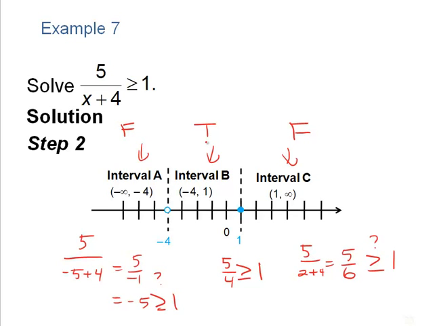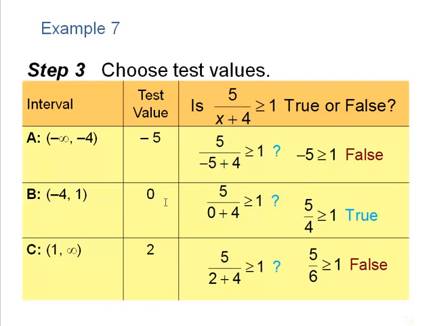The last thing you also need to check are the actual points themselves. When you plug in 1, you get 5 over 5, which is equal to 1, and that works. But when you plug in -4, you get 5 over 0, which doesn't exist. So that's an open dot. That one's no good. This next page is what we just did, and it's showing the false, true, false.